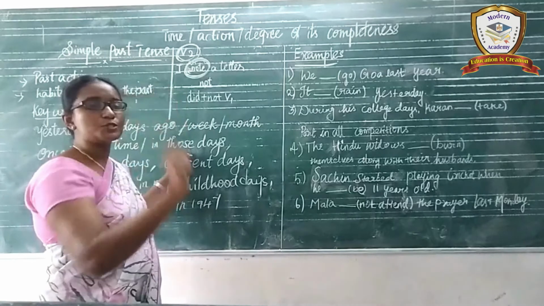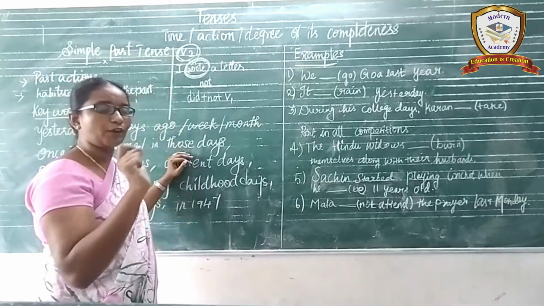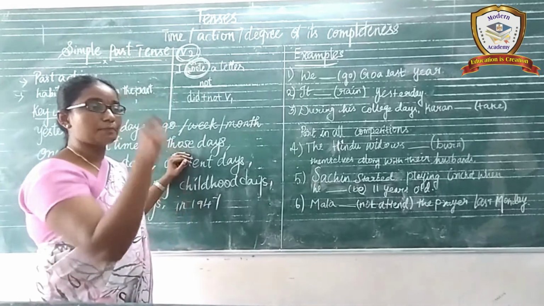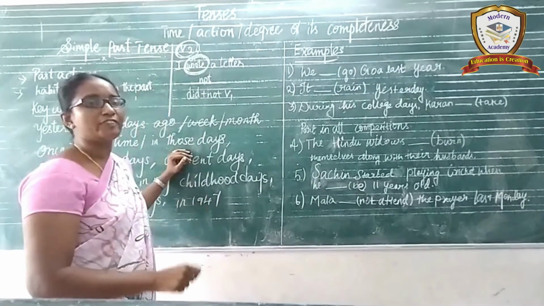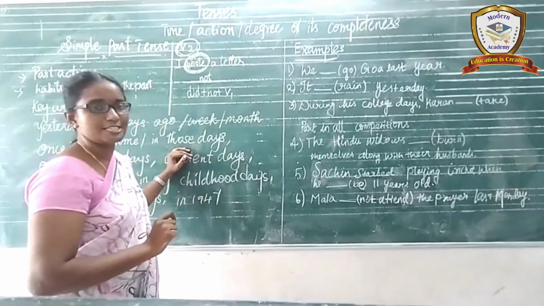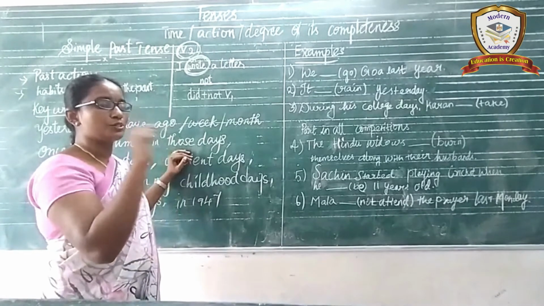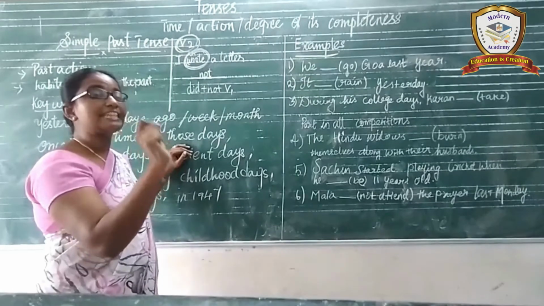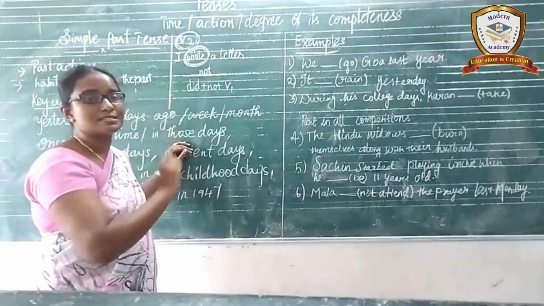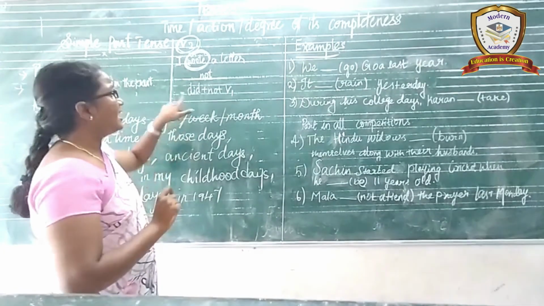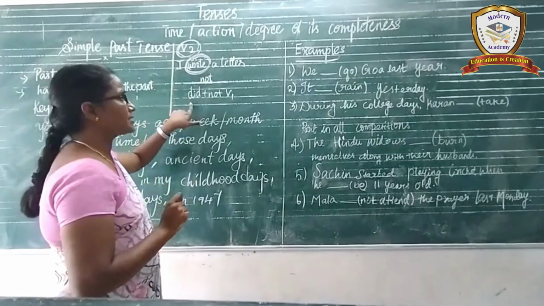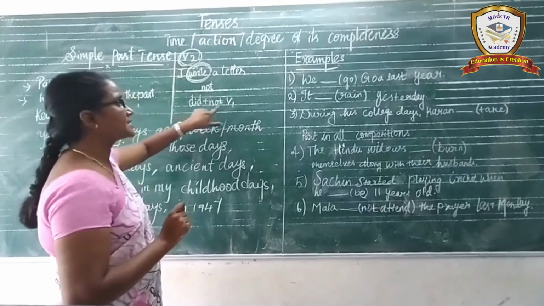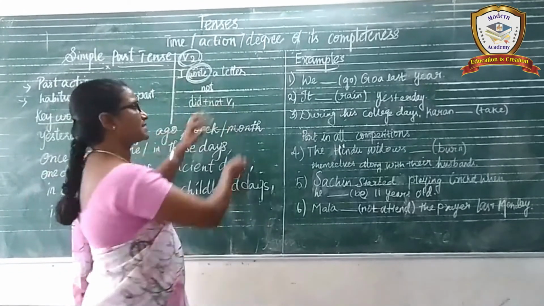Maximum history uses the simple past. You have to frame the sentence in simple past tense. Past tense: simple past tense, past continuous tense, past perfect tense, and past perfect continuous tense. History is fully used. You have to frame the sentence. You learn everything in simple past tense. Understand? And next one, how to write the simple past tense verb? V2. And in the negative way, did plus not plus V1.